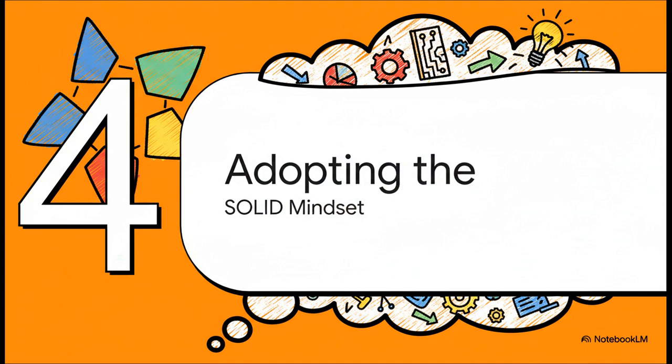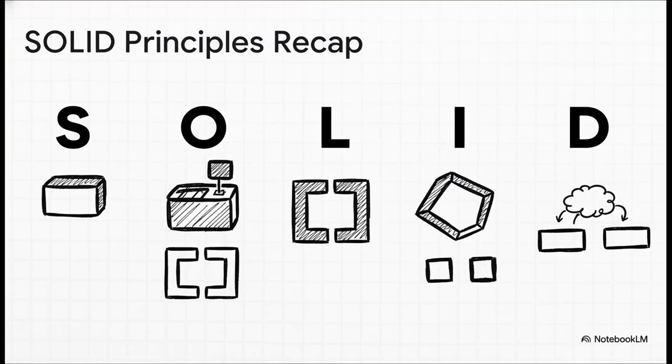But the real power of SOLID isn't just about memorizing a bunch of rules. It's about adopting a whole new mindset for how you approach designing software. So let's just do a quick recap. S is all about focus, one job per class. O is about being safe, extend, don't modify. L is about reliability. Subtypes have to behave like their parents. I is about being lean. Small, specific interfaces are best. And D is about decoupling. Depend on abstractions, not on the nitty-gritty details.